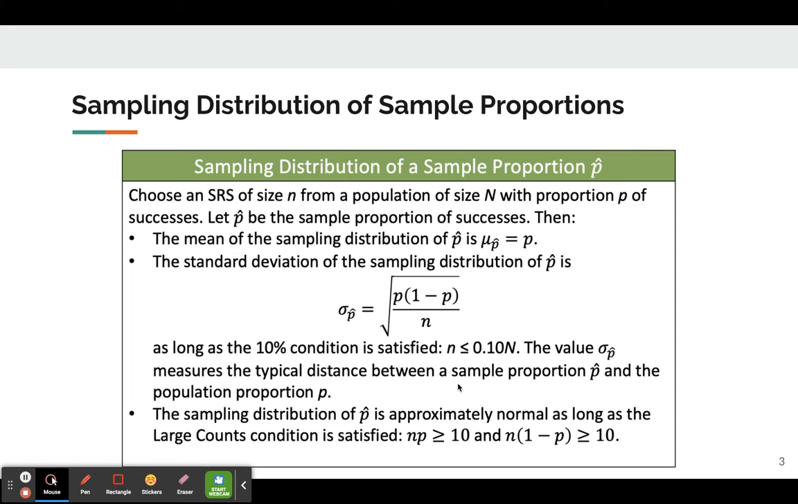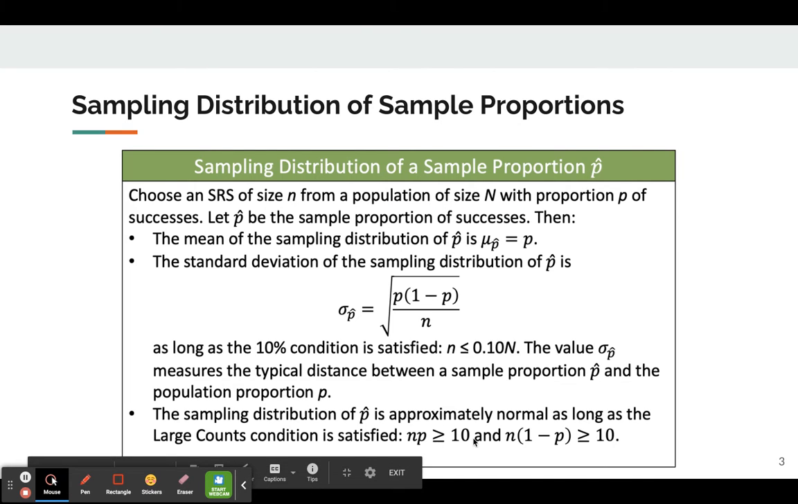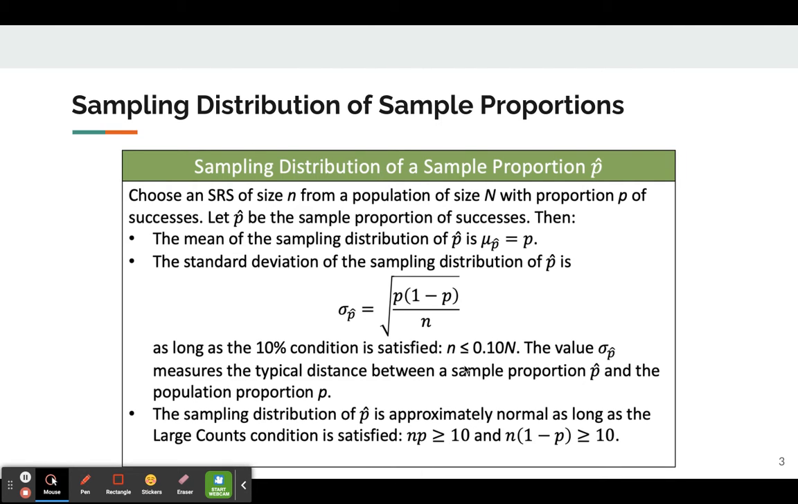And if we want to interpret in context, we're going to say something like the value of sigma p hat measures the typical distance between the sample proportion p hat and the population proportion p. The sampling distribution of p hat is approximately normal as long as the large counts condition is satisfied. Remember, that's n times p is greater than or equal to 10, and n times 1 minus p is greater than or equal to 10. All right, so we know the mean, we know the standard deviation, we know the shape, and for those last two, we just have to have a couple conditions met. We need the 10% condition and we need the large counts condition.